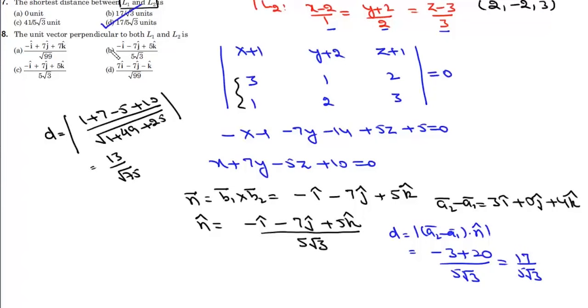Now this third one is a unit vector perpendicular to both L1 and L2, and this we have already done, so it will be minus i minus 7j plus 5k upon 5 root 3, and that's your option B.